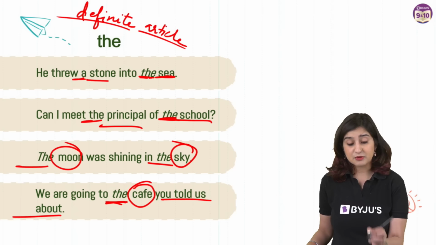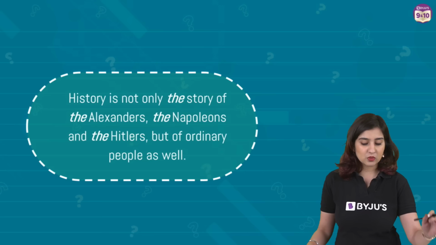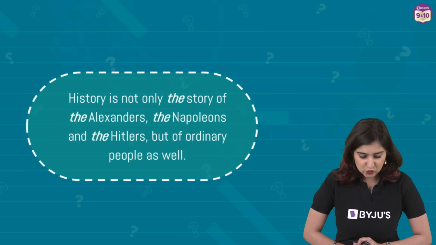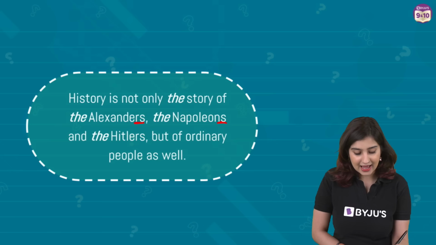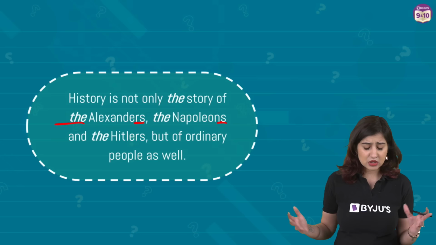Okay, that will be wrong to do before proper nouns. But I'm going to show you an instance where this can be done. And those of you in 10th, you will see an example of this in the Nelson Mandela chapter, when Nelson Mandela is talking about the different freedom fighters in South Africa, and he makes the proper nouns plural and adds the before them. Okay, what this means is history is not only the story of the Alexanders, the Napoleons and the Hitlers, but of ordinary people as well.